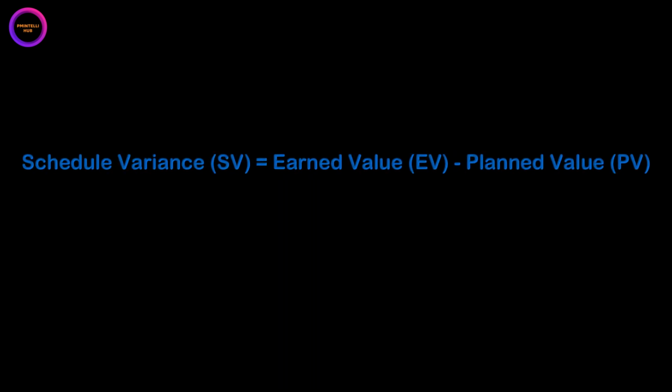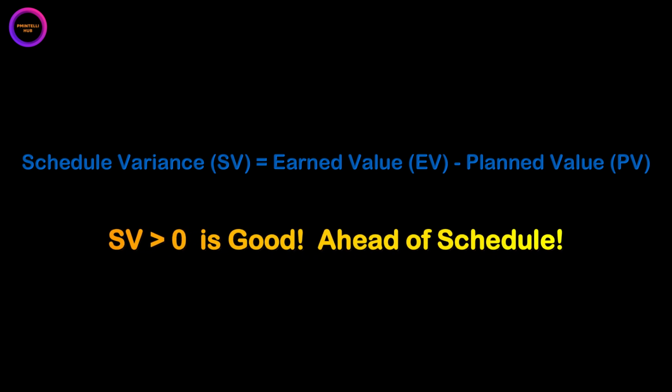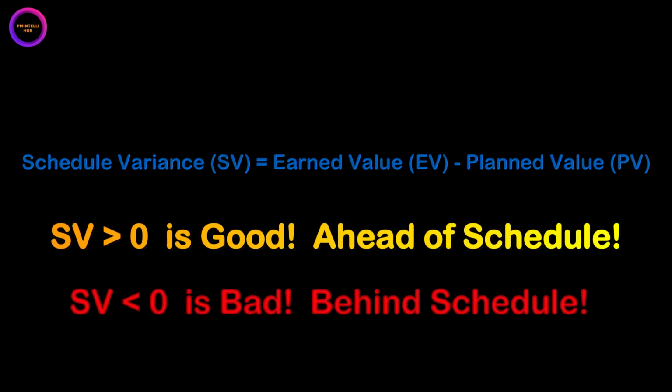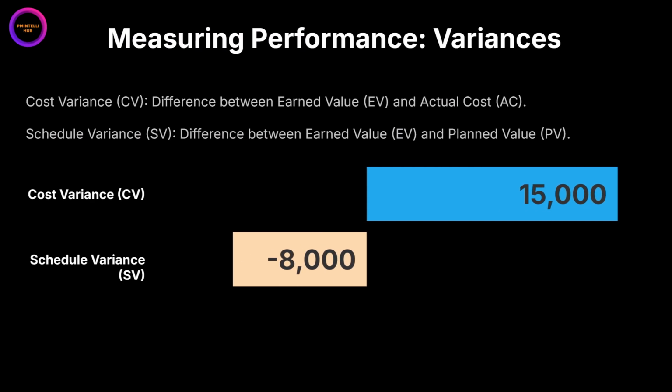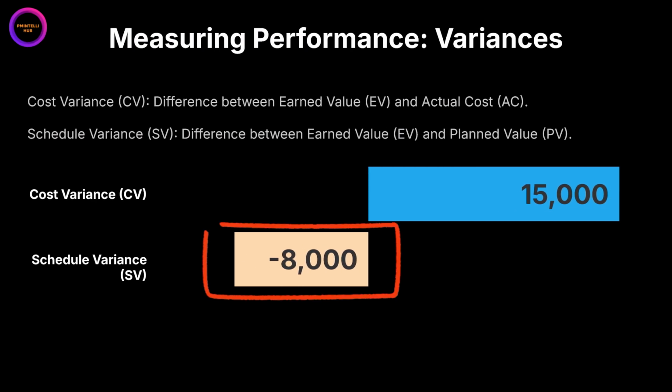This is calculated as earned value minus planned value. A positive SV means you're ahead of schedule. A negative SV means you're behind schedule. Here, our SV is negative $8,000. This tells us that even though we are under budget, we are behind schedule in terms of work accomplished.